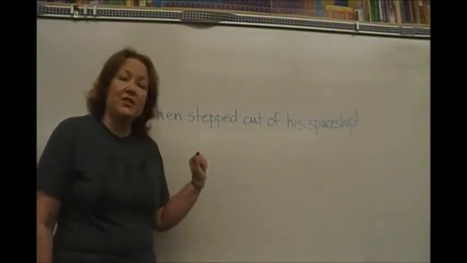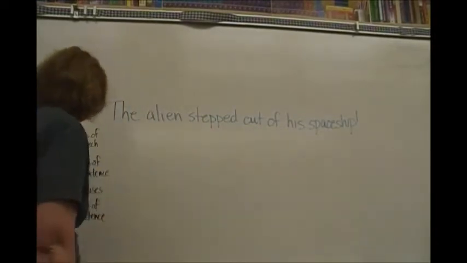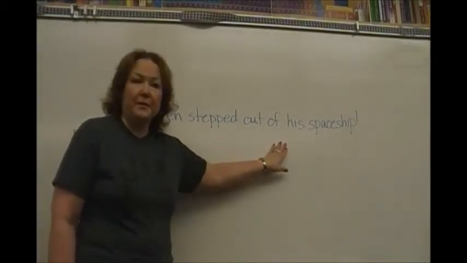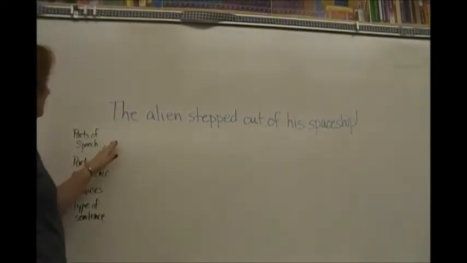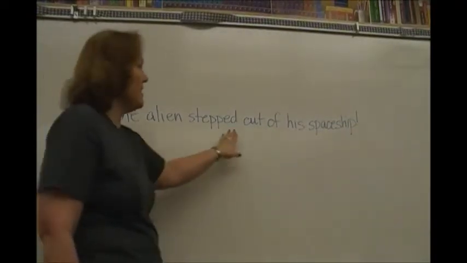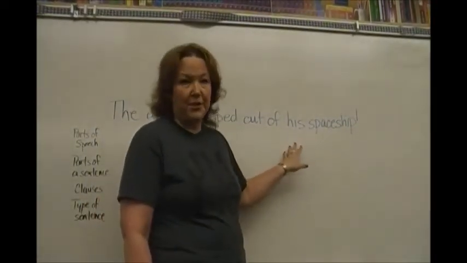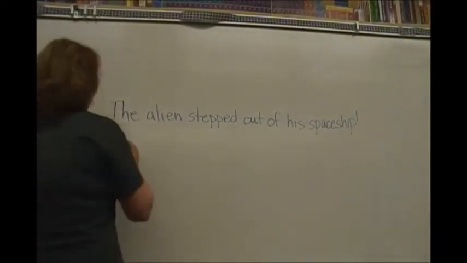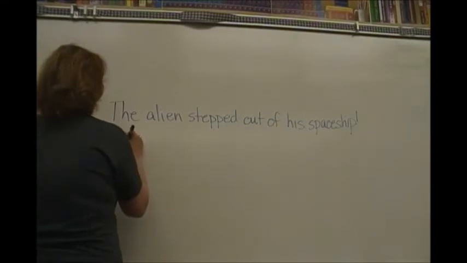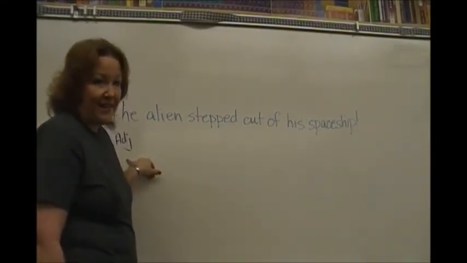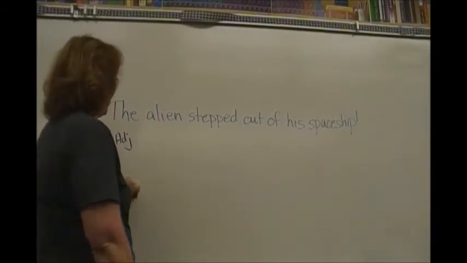So this is what it's going to look like as we go through it this year. I have a sentence. The alien stepped out of his spaceship. The first level of analysis is parts of speech. Every single word in this sentence has a job to do. The is always an adjective. It acts as an adjective in the sentence, and that's how we put it down for the analysis.